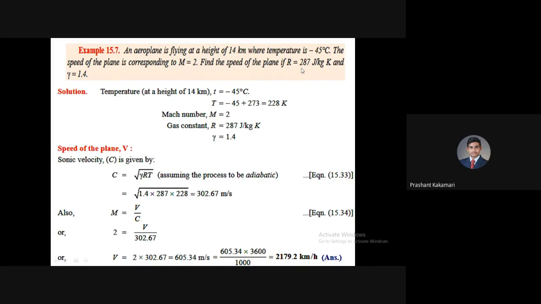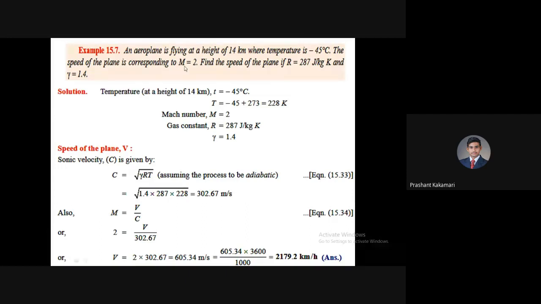So R is directly given in joules per kg Kelvin, so I'll substitute 287 directly. And gamma is 1.4. By knowing these numbers itself, I can tell the plane is moving in air only. Now by seeing these values, we need to find out the speed of the plane.